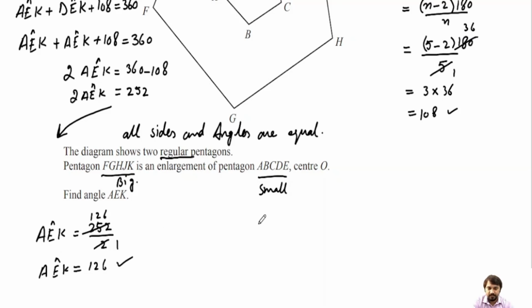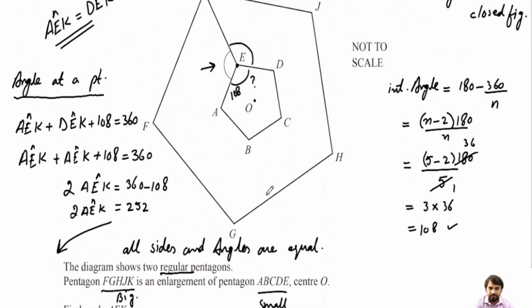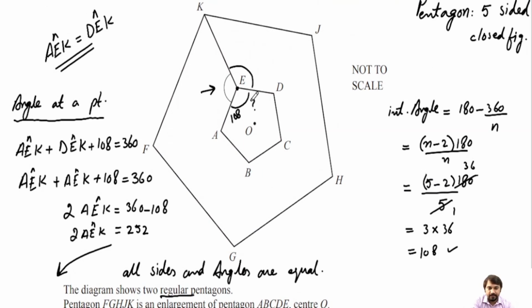So that is the answer. First of all, you need to calculate the interior angle of this small pentagon, and this is the formula. This one or this one, it's up to you which formula you use. After that, these two angles are equal, AEK and DEK, because of the enlargement of the figure. And after that, you have to write down a rule, that is angles at a point add up to 360 degrees. From that, you will get your answer.